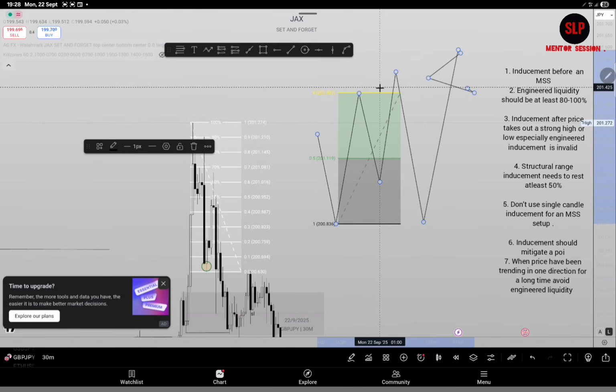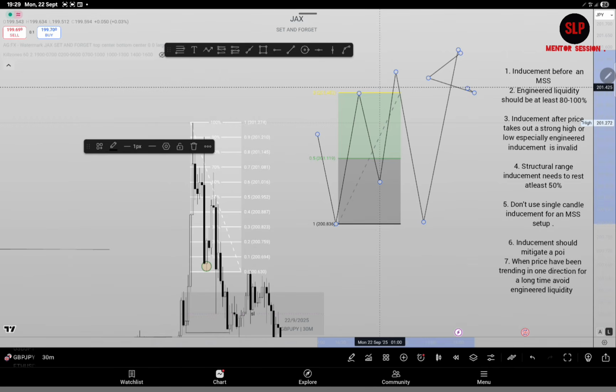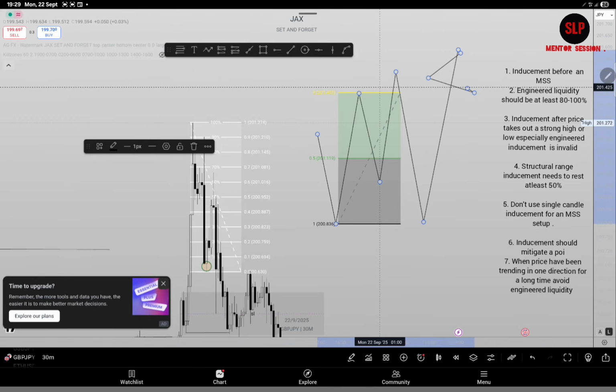Another way to validate an inducement is that you should not use a simple candle inducement when you have an MSS. That's very wrong. When you just had an MSS and the first pullback you're waiting for is a single candle inducement, you should not do that. Most times it's actually liquidity.